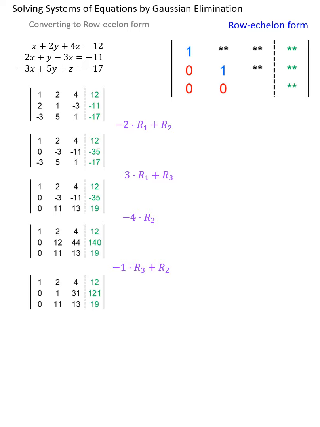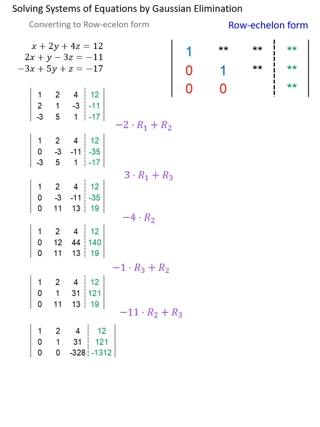And now I'm going to use that 1 to get a 0 underneath it. In other words, I'm going to use the 1 to cancel the 11. And as you did earlier, you multiply the second row by -11 and add it to the third row. This is the result you got earlier.